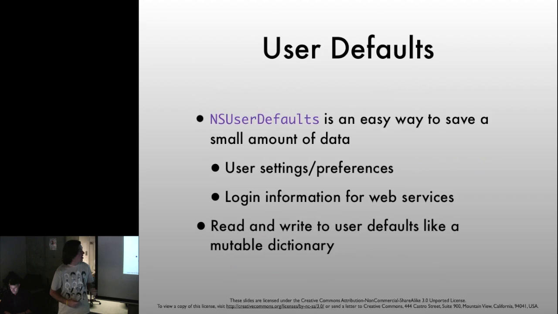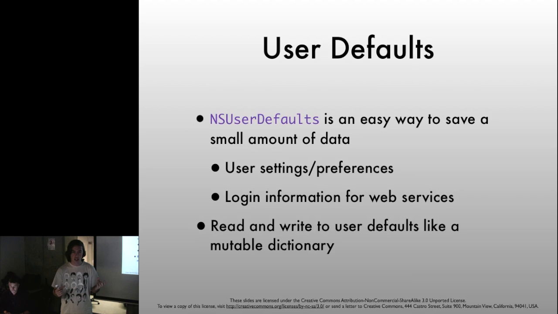Okay, so if you have a relatively small amount of data that you need to store, on the order of 10K or smaller, there's a really simple tool available on Mac and iOS called NSUserDefaults. It's typically used for storing things like user settings and preferences. So if you have a choice of skins for your application, you want to be able to save what the user's favorite skin is right now. Things like login information, user defaults is a great place to save those.